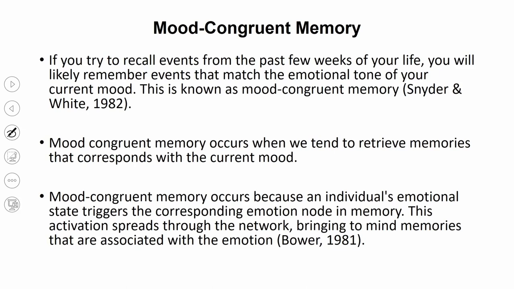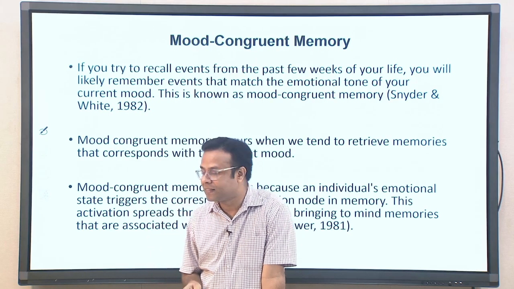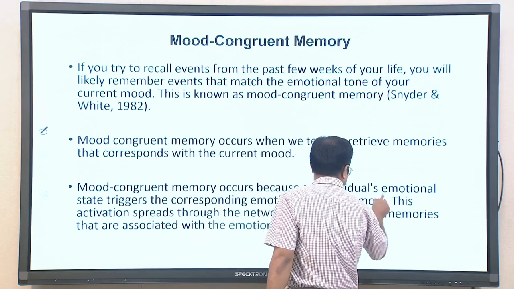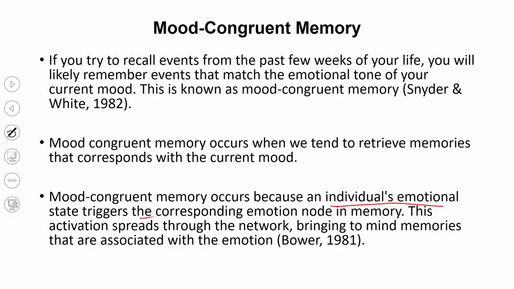This mood congruent memory occurs when we tend to retrieve memories that correspond with the current mood. Whatever information we are likely to remember is generally congruent, similar, in line, in sync with the current emotional state. This occurs because the present emotional state triggers the corresponding emotional node in memory.